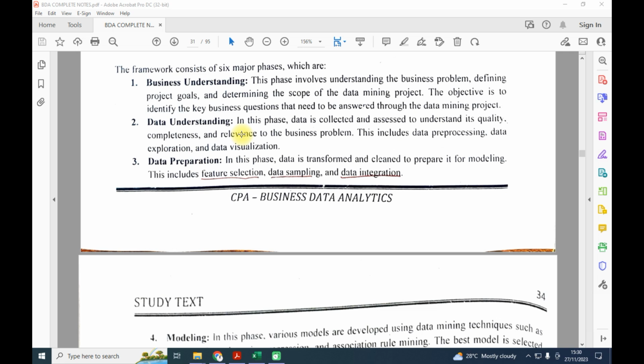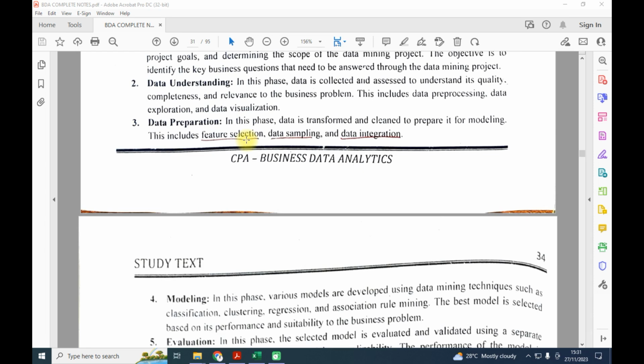So this data that we need, now we need to understand it. What are the characteristics of this particular data? Is the data complete? Is it relevant to the business problem? And how shall we be able to process that particular data and even visualize it? And that's why it is key to understand the business, then understand the data.